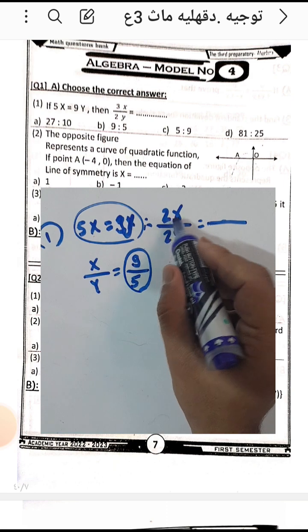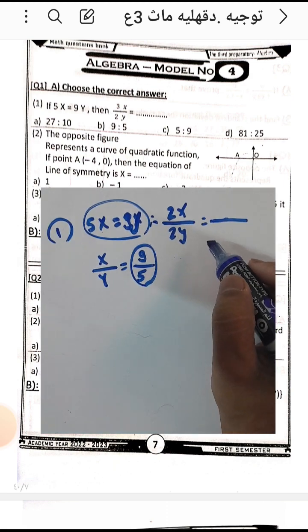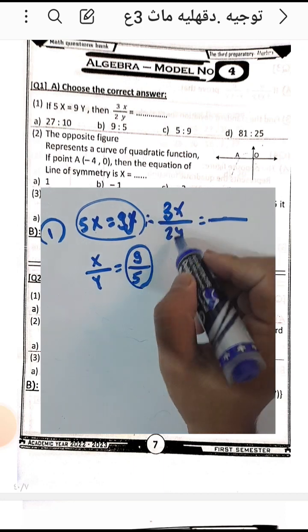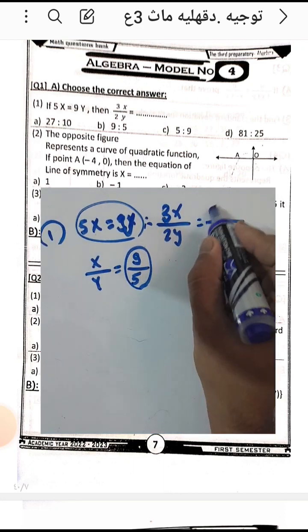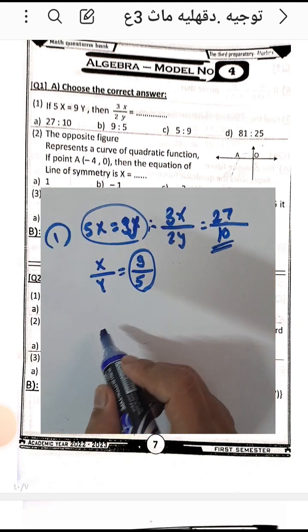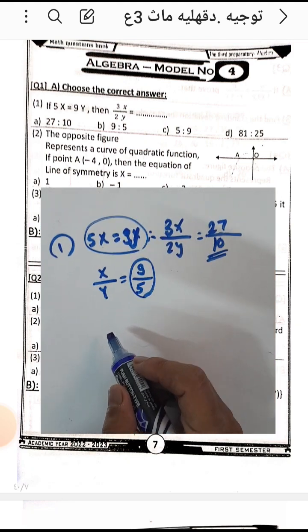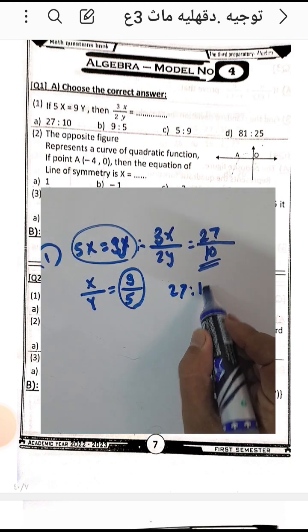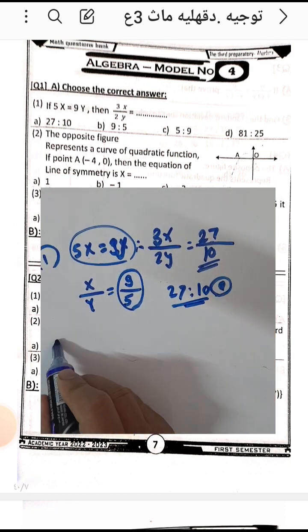9 times 2, it will be 18. It was 3. 3x over 2y, 3 times 9, 27, and 2 times 5, it will be 10. The result will be 27 over 10. So then the ratio would be 27 to 10. Choose letter A. Question number 2.